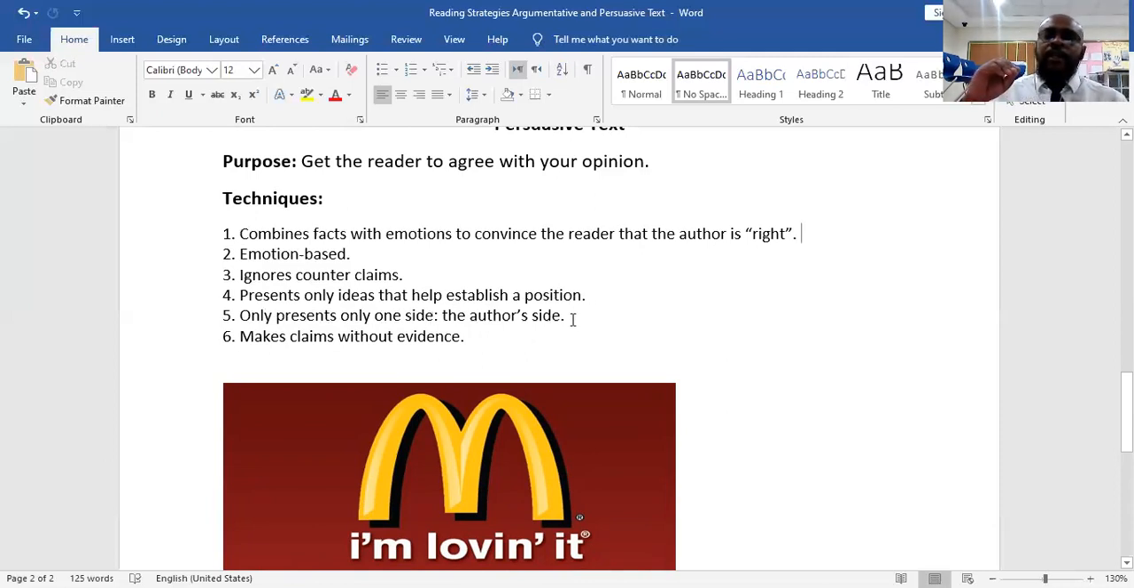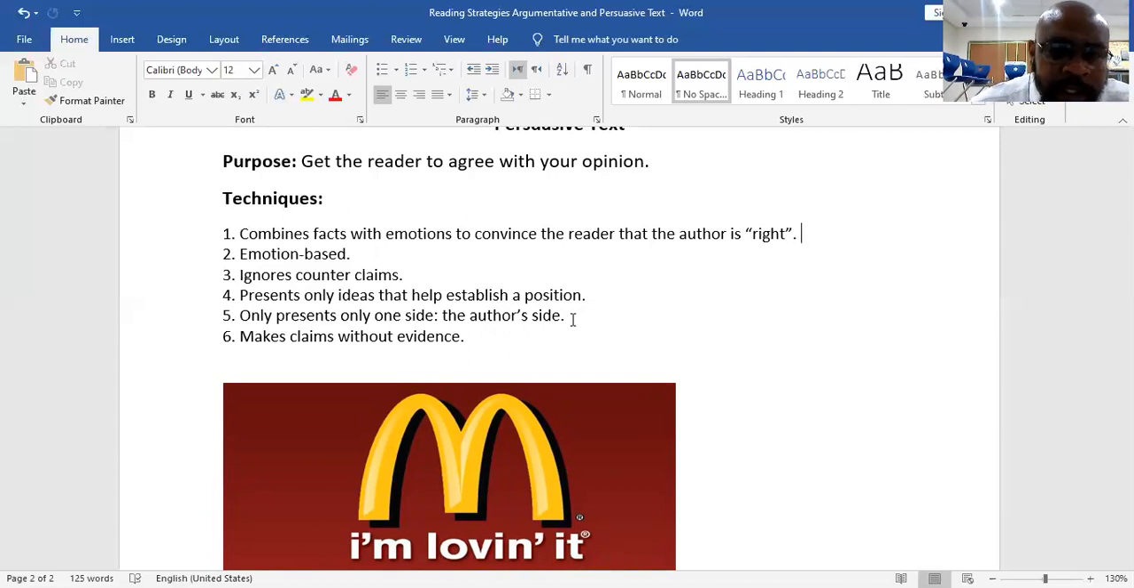Number five, it only presents one side, and that's the author's side. Again, it doesn't show you different points of view. Even if the points of view are better, it will show you one side of a story, one point of view. And if it does show you another point of view or another side, it will always be in the negative. So the author's side will be good, and any other side or any other point of view will always be bad and negative.